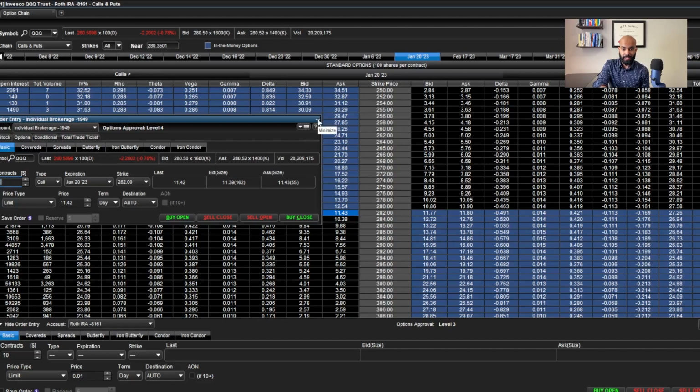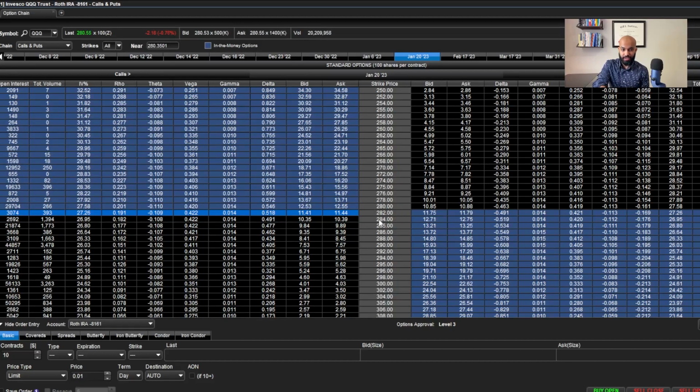So that way, if the stock stays plus or minus $20 from this range, the 282, on January 20th, I would basically be profitable. So again, a straddle is an undefined risk trade. So you could technically lose a lot of money, but there are certain instances to use it, which we'll talk about later in this course.